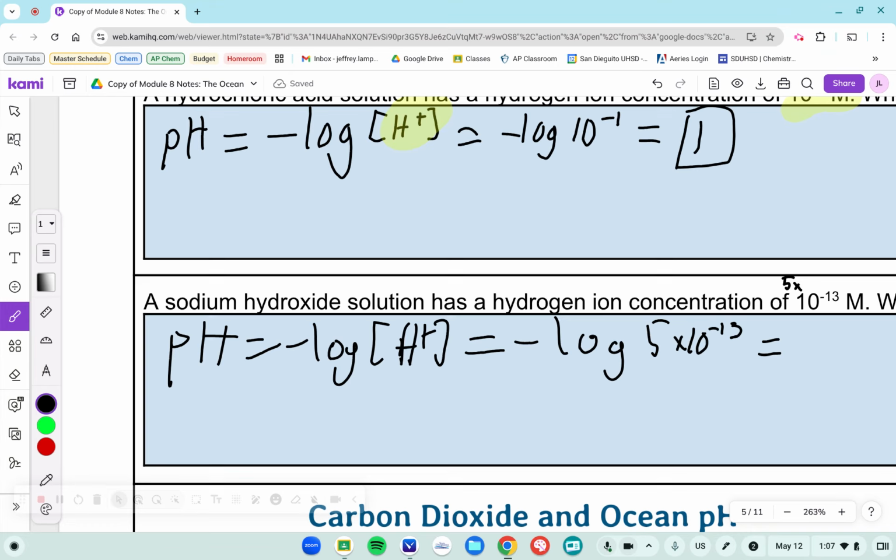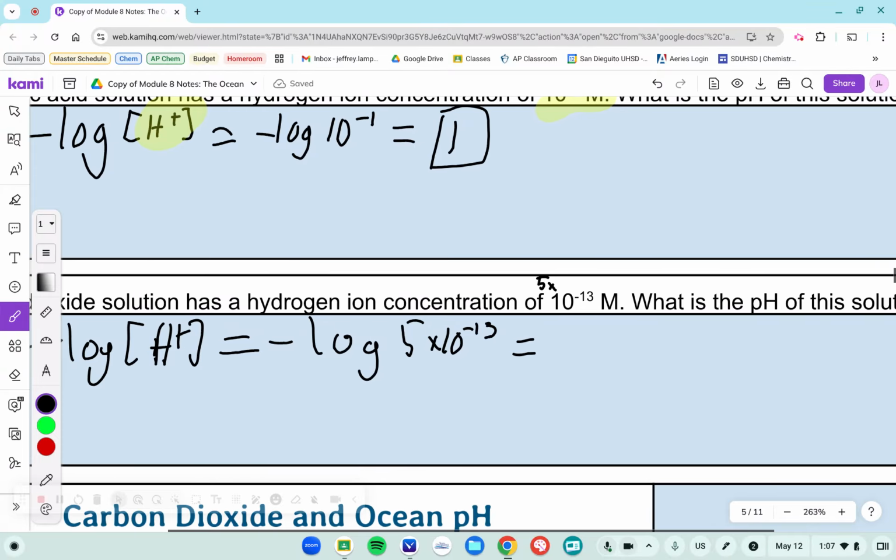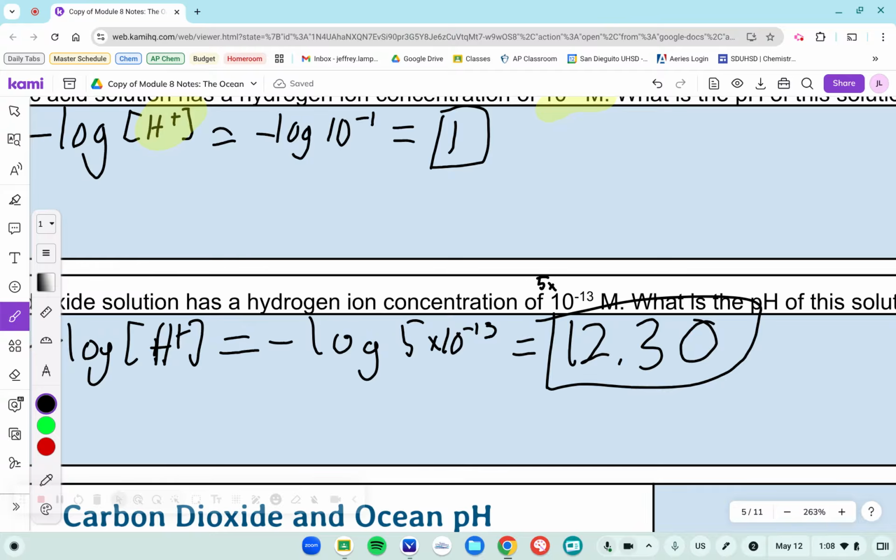So if we have 5 times 10 to the negative 13, I'm just going to do negative log of 5 times 10 to the negative 13, plug that in my calculator, and what I get is 12.30. So this is what you should have gotten when you plug this in, 12.30. Okay? Questions on this one? All good?